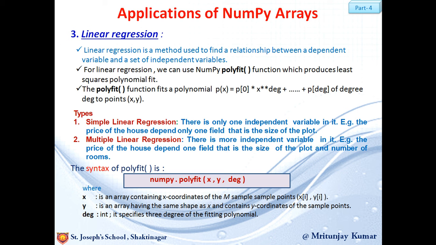For linear regression, we can use the NumPy polyfit function, which produces the least squares polynomial fit. The polyfit function fits the polynomial p(x) = p0 times x to the power of the degree plus so on, up to the given number of degrees, to the points x, y. This can be easily understood with the help of a graph.